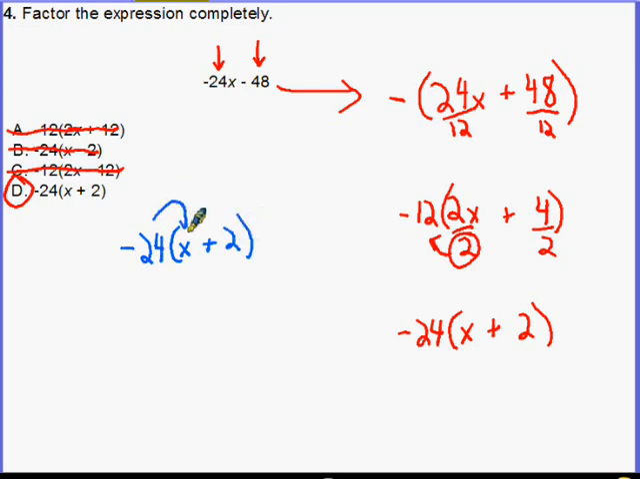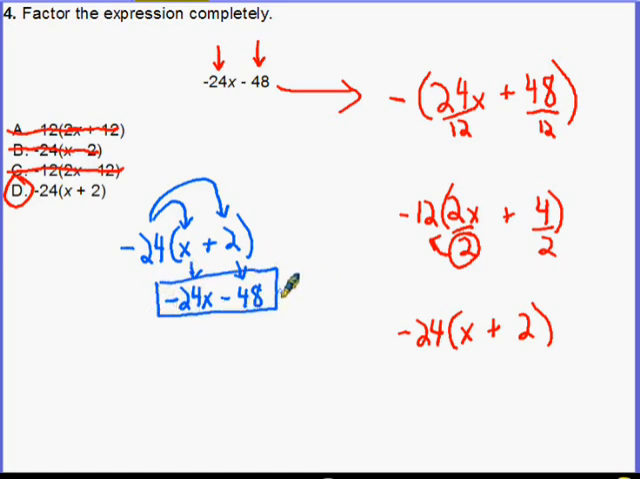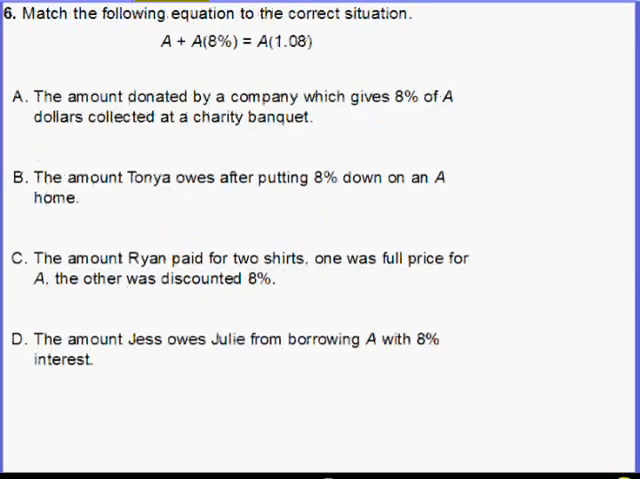Negative 24 times x plus 2. A negative 24 times x is going to be negative 24x. A negative 24 times a positive 2 is going to be a negative 48. Does this number look familiar, or this expression actually? Yeah, see, that was our original problem. So I'm just showing you that they are actually the same. Okay? And that's how you do factoring.